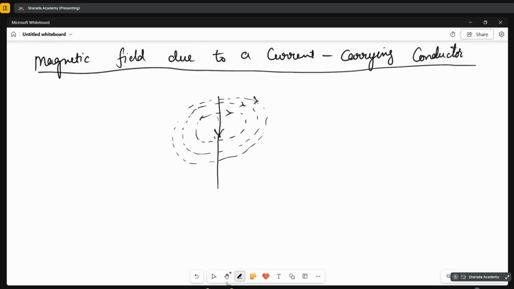So, in a straight conductor like this, when current is passed through it, a magnetic field will be produced. They will be in concentric circles. So first thing, when current is passed through a straight conductor, the magnetic field produced will be in concentric circles like this. We'll write a few things about that. So this much understood?